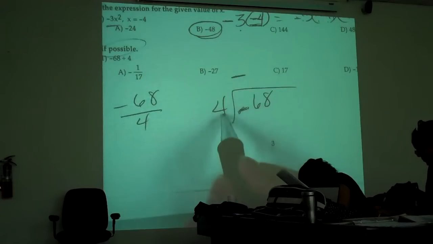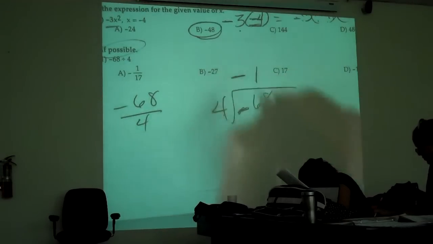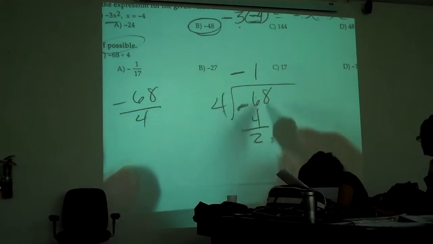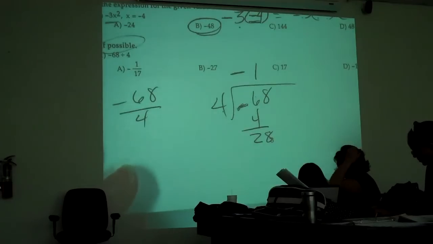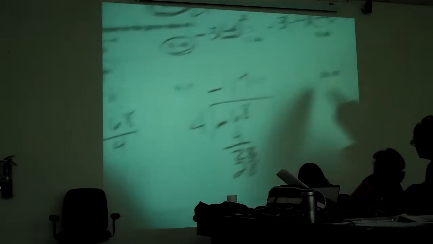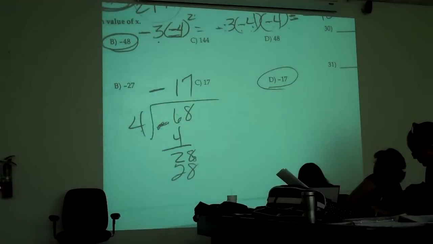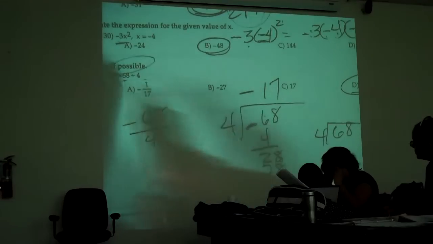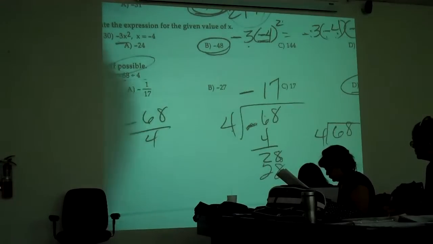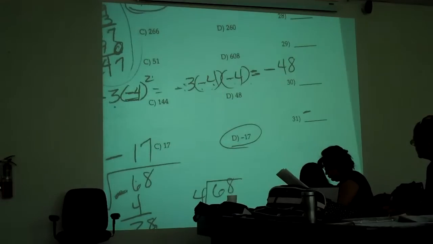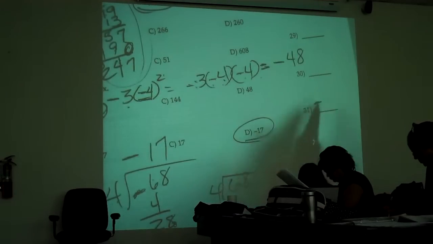Negative 68 divided by 4. 4 into 6 is 1. It's 4. 6 minus 4 is 2. 28. 4 into 28 is 7. So it's negative 17. So just do normal division. Just do your 68 divided by 4 and remember your sign. You might want to write your sign when you first figure it out and then do the answer so you don't forget the negative.